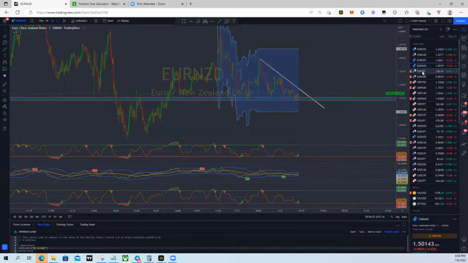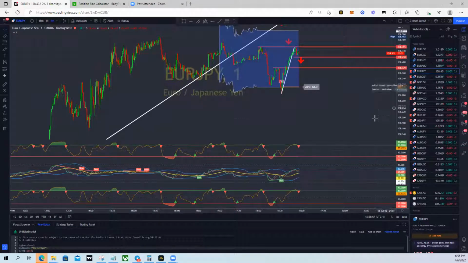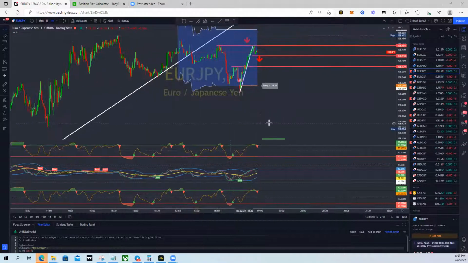We'll get back to that. Let's keep scanning. Euro AUD is in the zone. All right, this is a trade that we were looking at, Euro JPY. It's a pretty good setup.